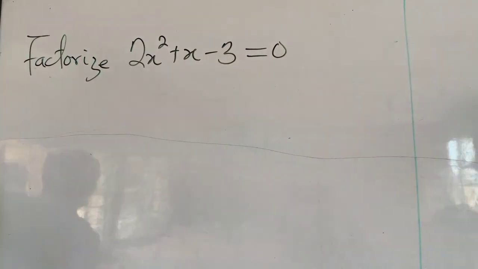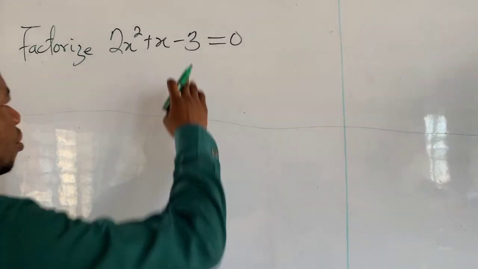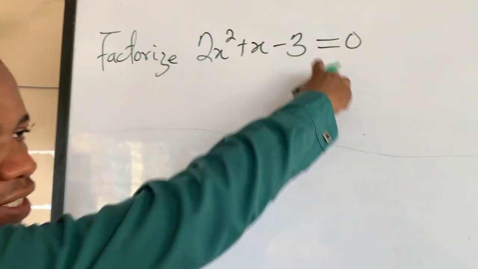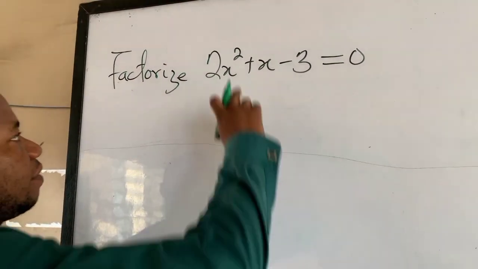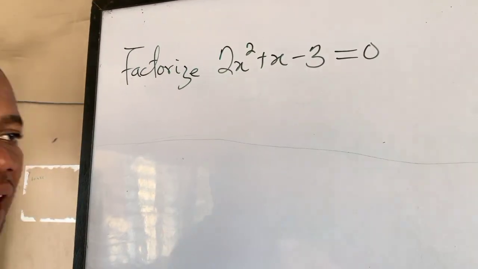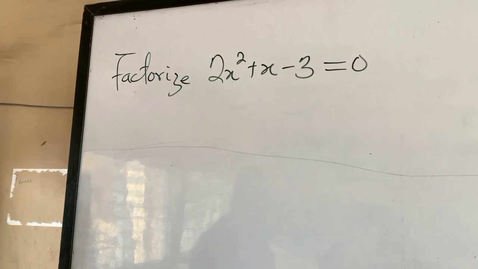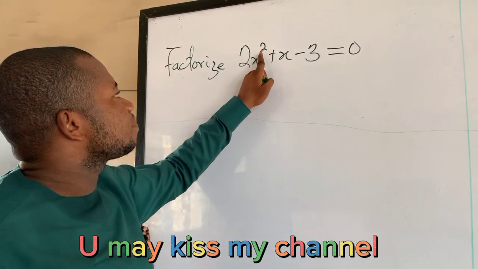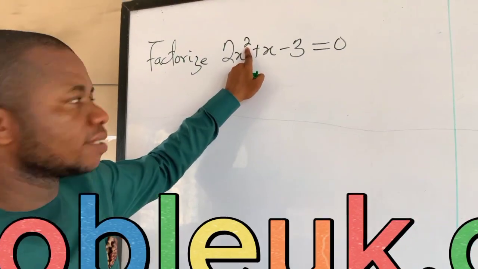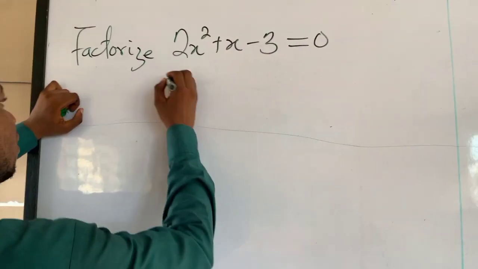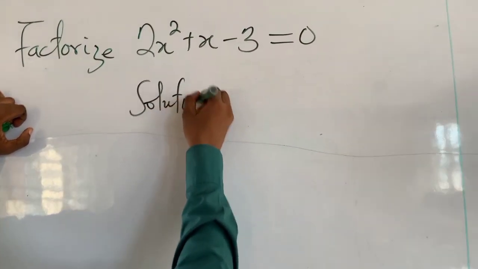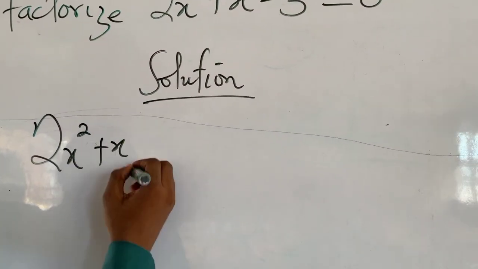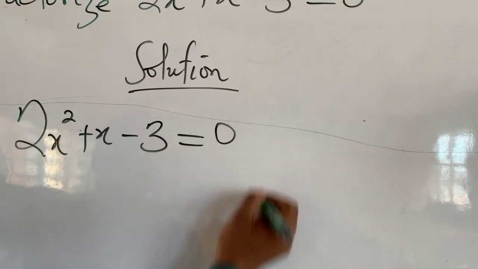Okay? Even if it is not equal to 0, it's still the same pattern. But normally, it is equal to 0. This equality sign is what makes it an equation. Now, the highest power is what makes it, what kind of an equation is it? Is it linear equation? Is it quadratic equation? Is it polynomial equation? But because the highest power of the unknown is 2, that is quadratic. So this is quadratic equation. Now, solution. We have 2x squared plus x minus 3 is equal to 0.